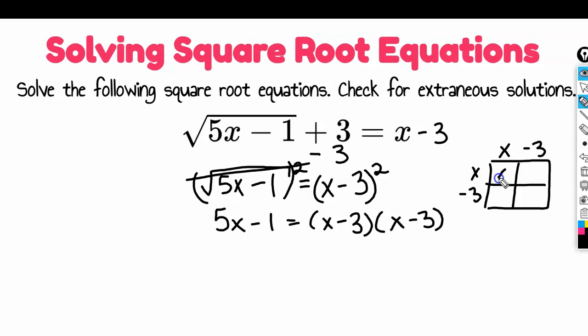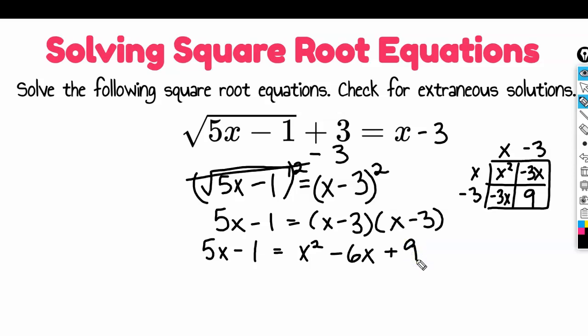Here, this gives me x times x is x squared. X times negative 3 is negative 3x. Negative 3 times x is negative 3x. And negative 3 times negative 3 is positive 9. So really, negative 3x minus 3x is negative 6x plus 9.